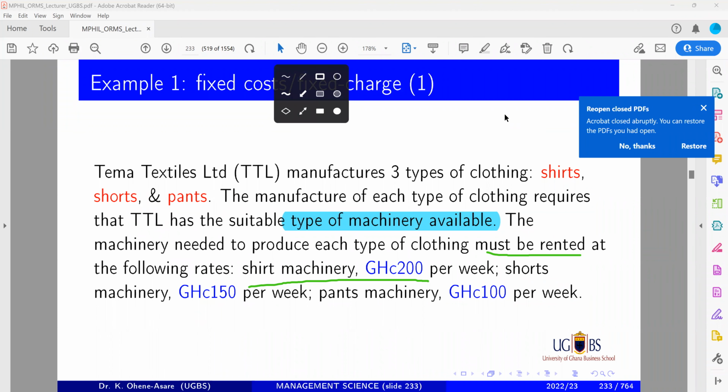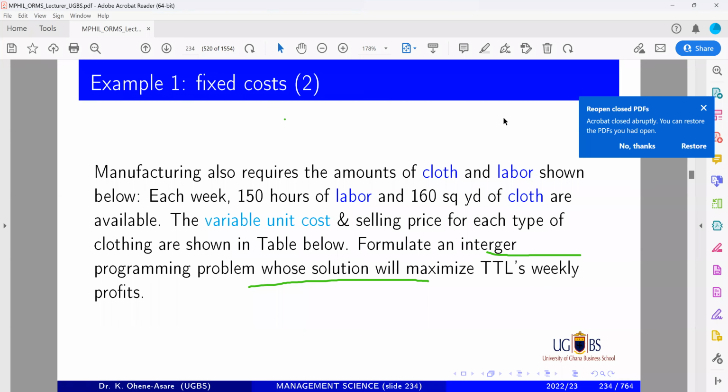Let's move on. Follow me here. Manufacturing each type of item requires an amount of cloth. So you cannot produce shirts, shorts, pants, unless you get the amount of cloth and amount of labor. These are the resources needed, and these resources are shown below in this table.